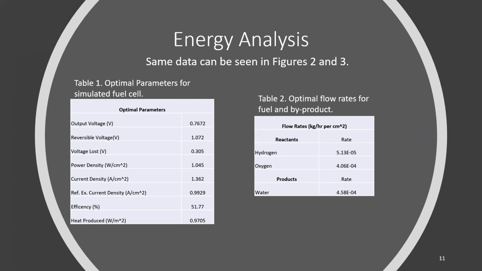One thing to note about the flow rates is that they are on a per centimeter squared basis. That is because there is no membrane area taken into account anywhere within the simulation. Therefore, the flow rate will be in terms of the membrane area.